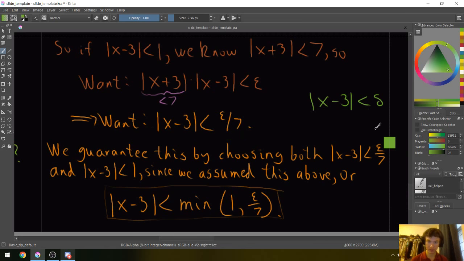The only thing we have to be slightly careful about is what if epsilon is a big number? What if epsilon's like 14? Then epsilon over 7 would be 2, but back in the first step, we started by saying we're going to restrict to values where x is within a distance 1 of 3. So we really mean to take epsilon over 7 if it's smaller than 1, and then take 1 if epsilon over 7 is bigger than 1. So to be totally correct, the value of delta that I pick is the minimum of the two numbers 1 and epsilon over 7. So this is the delta that I'm choosing.